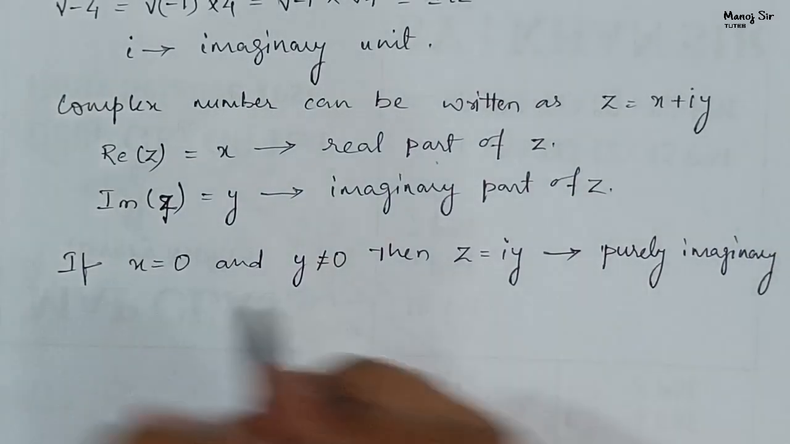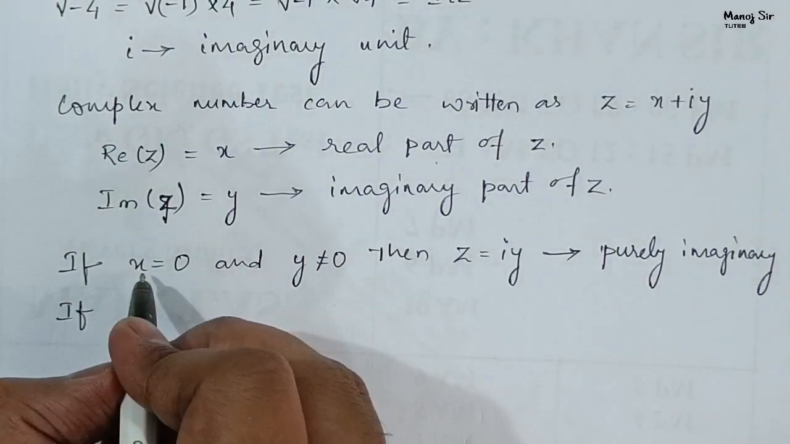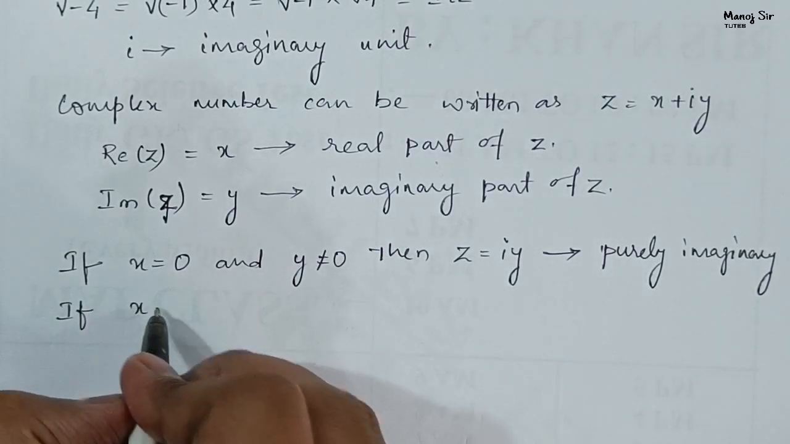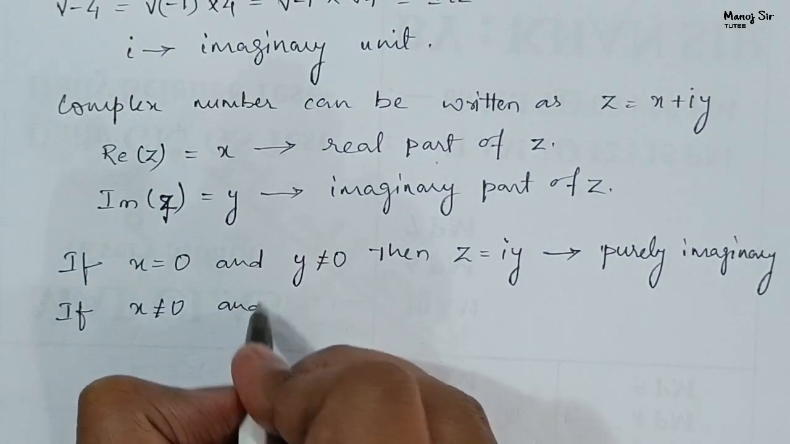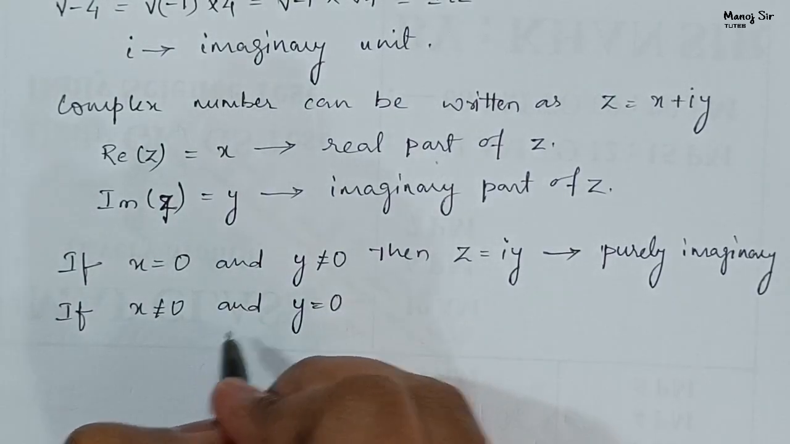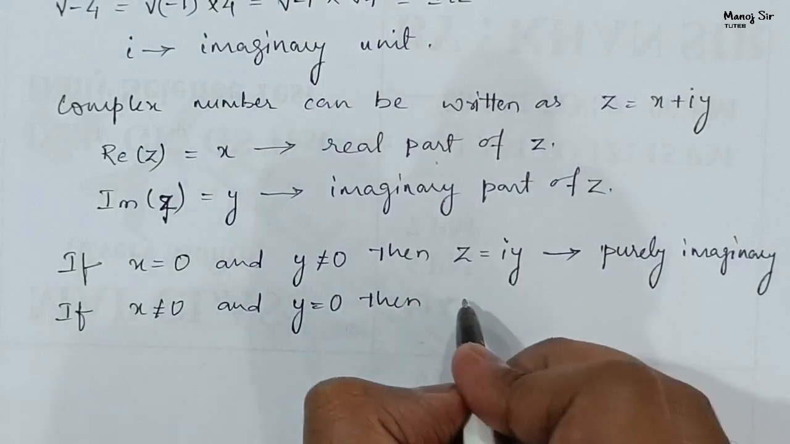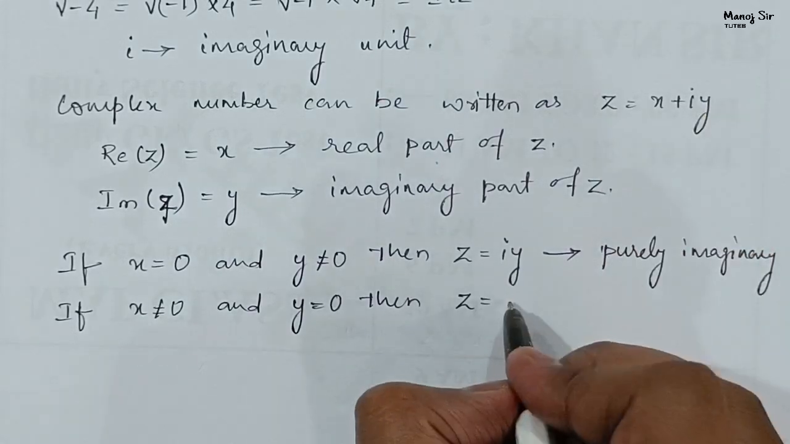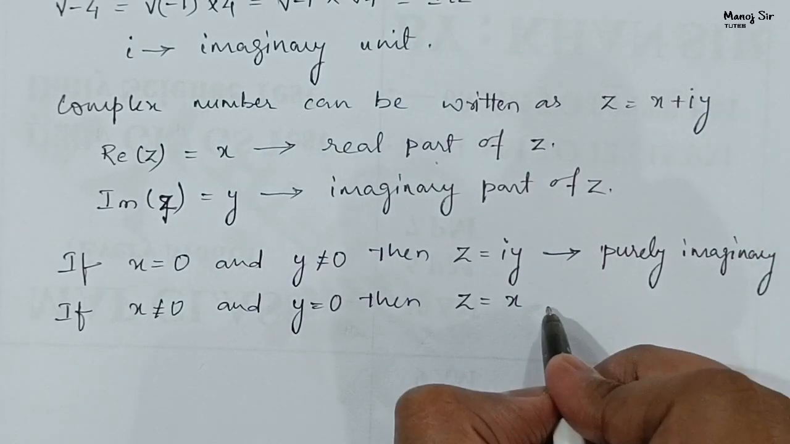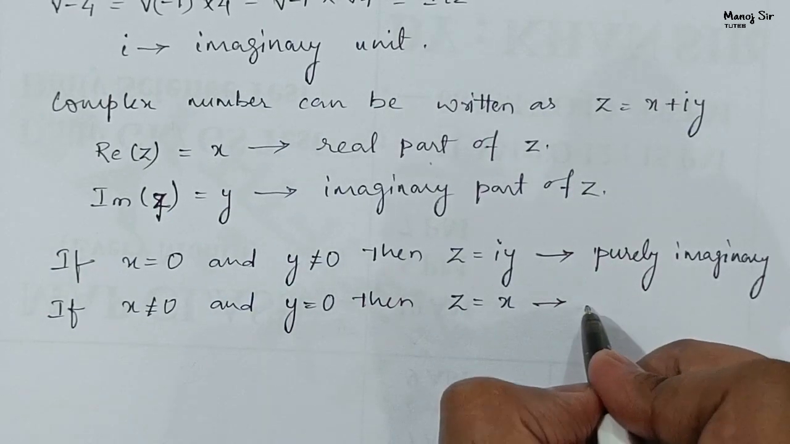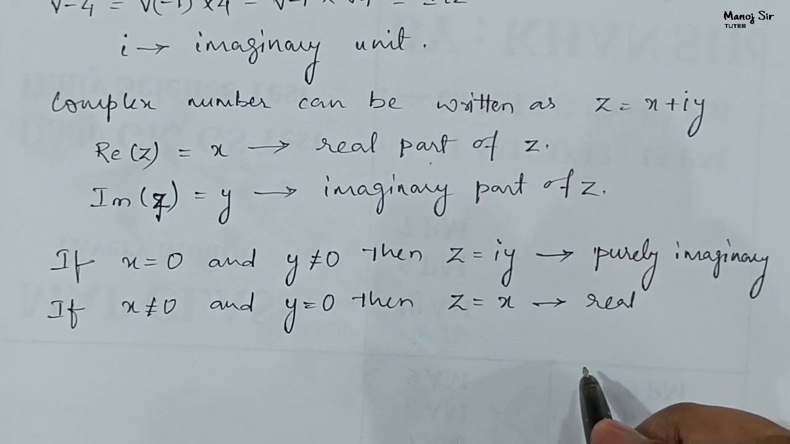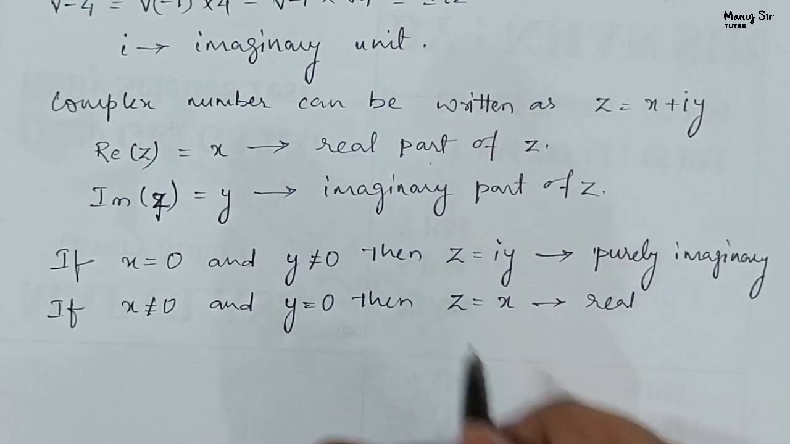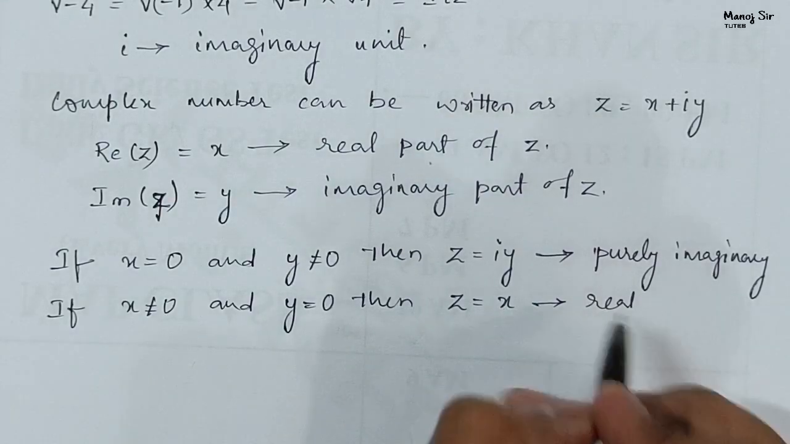In the same way, if x is not equal to 0 and y is equal to 0, then if y becomes 0, z equals x. Then we can say z is real, because there is nothing like i associated with this z. So z equals x means this is real.